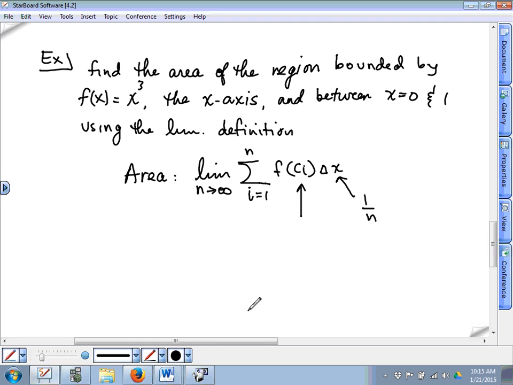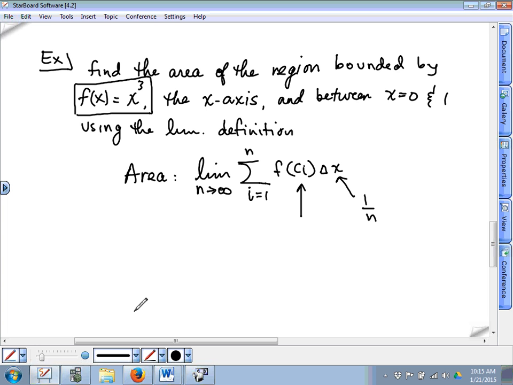If we're using the right side of each, I'm talking about the very top of each rectangle, we don't have to use i minus 1, we just use i. You guys with me on that? So it would have been maybe easier just to use i instead of i minus 1, but I don't know. So in this case, what's the function? The function is f of x equals x cubed.